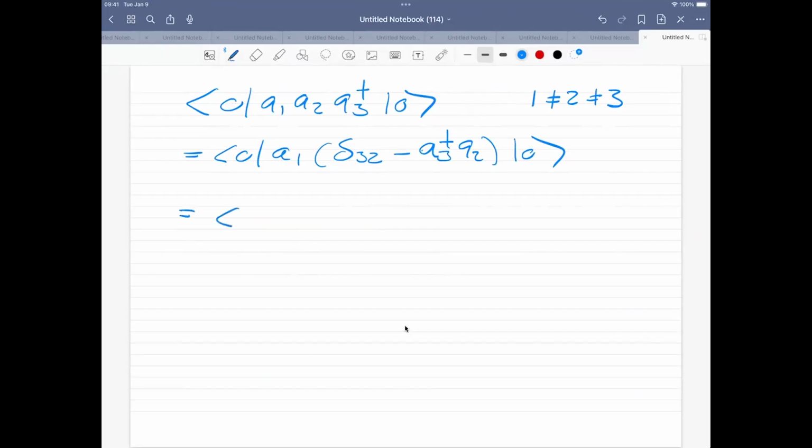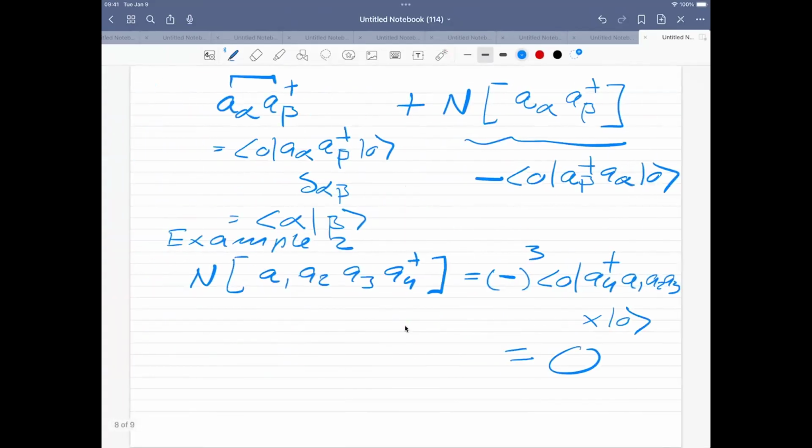So this is obviously equal to 0. And we know now that this term here is something which we can write out as <0|A2 A3† |0>. That's how we defined this quantity, this contraction. Okay.